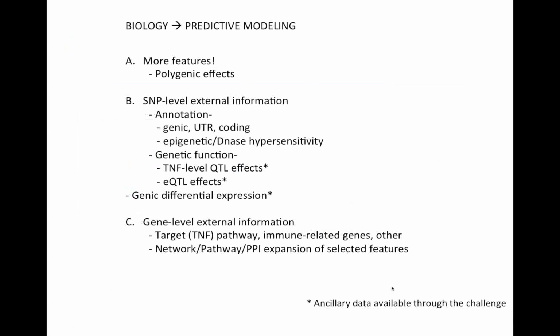We have this polygenic evidence for genetic effects in the data. And what are some of the information that are either publicly available or available as part of the challenge that we could think about using to overcome our finite discovery data sample size issue and help to somehow extract more features from the data. And at the SNP level, there have been a lot of studies, not in treatment response and not in these data, but across complex traits, showing that annotations and genetic function of SNPs is important.